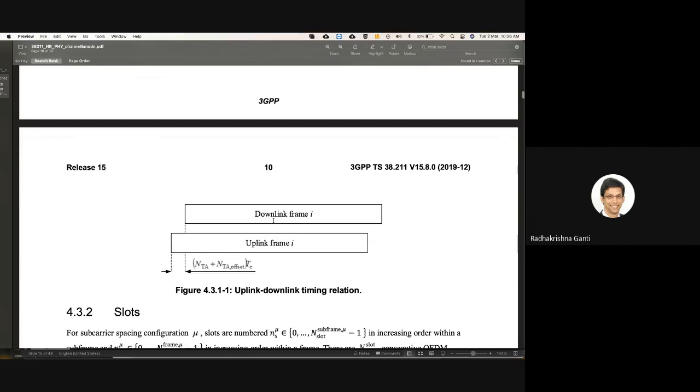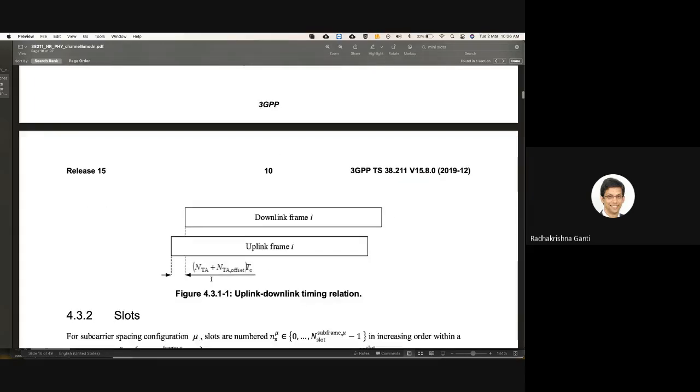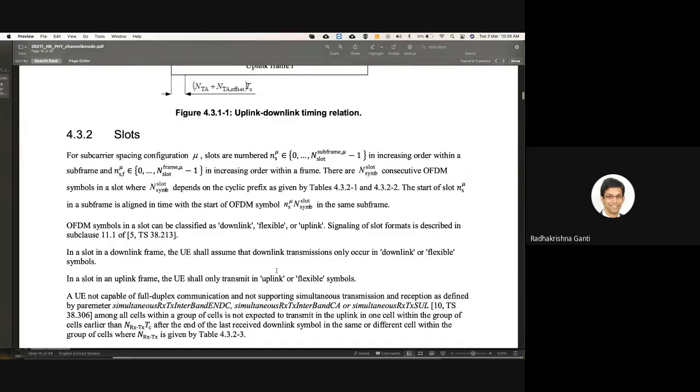Then they give an example of downlink frame and uplink frame. I will tell you when we do the TED what this timing advance and timing advance offset are. But again, you see everything is specified in terms of TC. It's always specified in terms of TC.